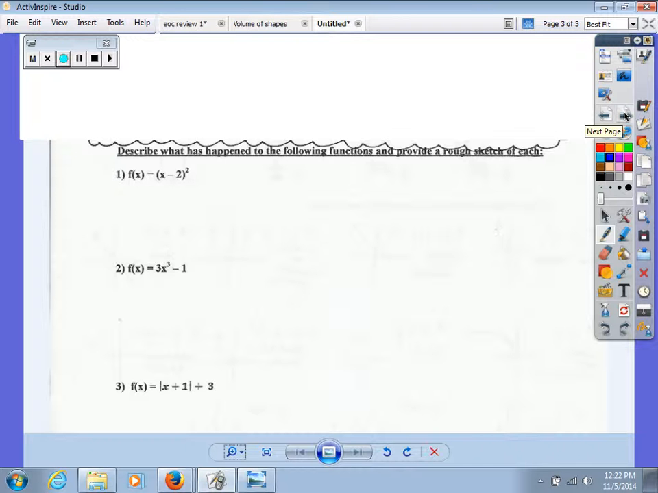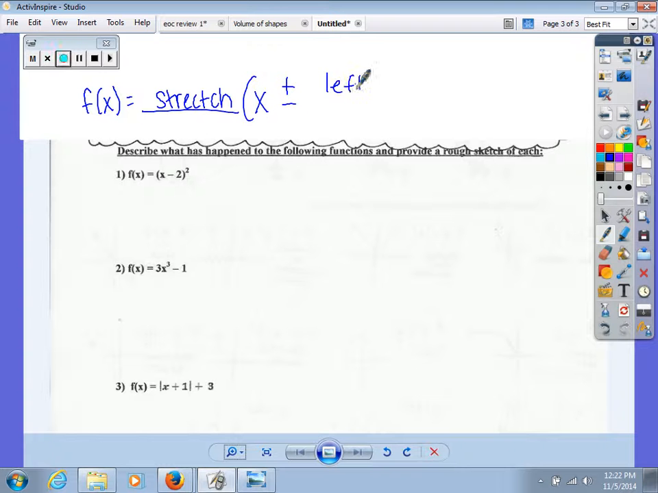Okay, so moving on, I'm just going to remind you, let me just go ahead and write it again. So this is stretch. This tells me left. This tells me right. This tells me up. This tells me down. I'm going to highlight it one more time for you to see. So if I have a plus here, that means it's left. If I have a plus on the outside, it means it's up. If I have a minus down here, that means it's right. A minus outside means it's down.